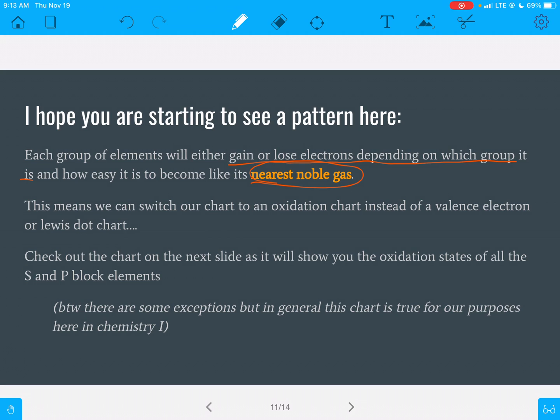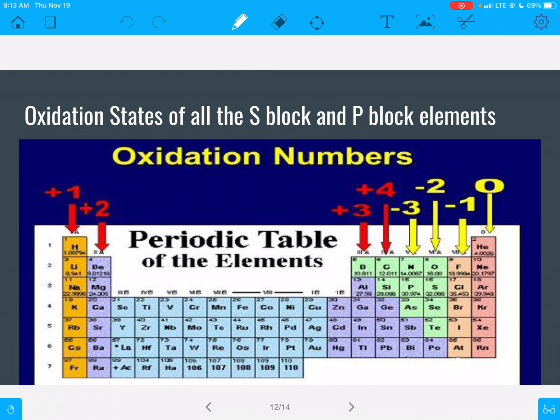So let's see. Now I have to tell you this, there are some exceptions to this, but in general for Chemistry 1, this chart that I'm going to show you next is going to be pretty much gospel, okay? So let's look at this chart. Here we go. Everything in group 18 has a 0 charge. Why? Because it is a noble gas, all right? The number of protons and the number of electrons are exactly the same, and so you do not have any kind of charge in this group right here.